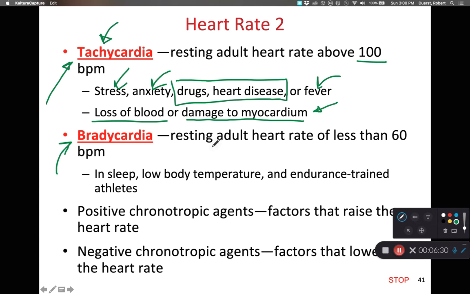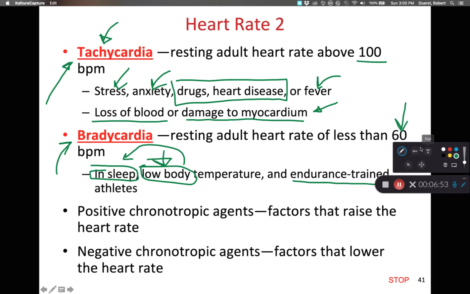Bradycardia is when there's a resting heart rate of less than 60 beats per minute. Generally speaking, most of us will have bradycardia when we're sleeping or if we have a decreased body temperature. A lot of times lowering our body temperature goes hand in hand with sleeping. Or if we are endurance trained athletes, a lot of times we'll have bradycardia.